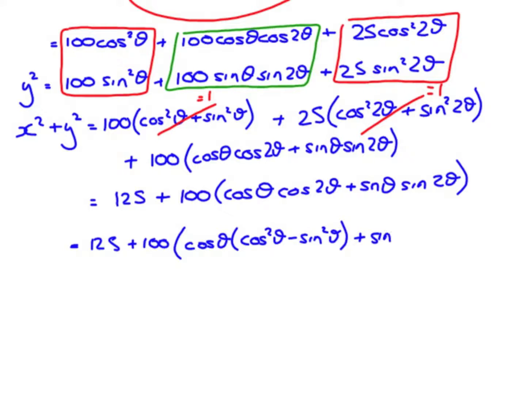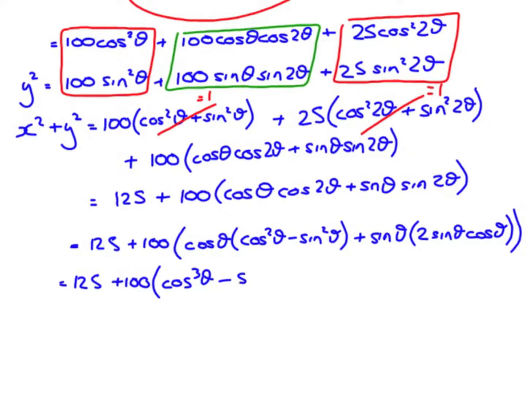Then we're adding to that sine theta, and again we need to look at the formula book and find out what sine 2 theta is going to be. It's going to be 2 sine theta cos theta. Now if we multiply out those brackets, we'll end up with a cos cubed theta. We'll then have a negative sine squared theta cos theta plus 2 sine squared theta cos theta.